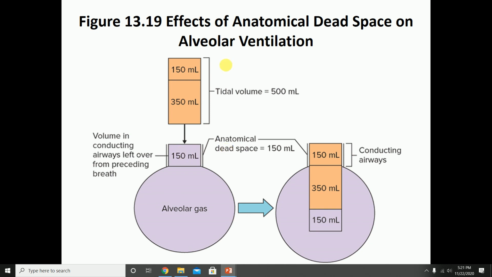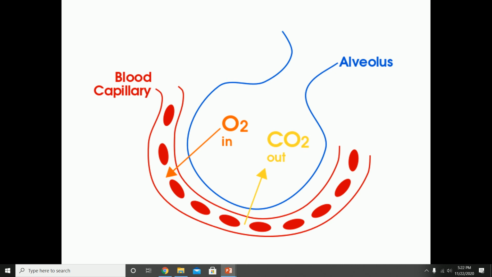Now come the next breath, the next tidal volume coming in. Now we'll push that 150 back in, plus the 350, so now we have a total of 500 in the alveoli available for gas exchange, while the remaining 150 of that second breath, again, remains stuck in the conducting pathways, and those would be considered the anatomical dead space, which is a normal finding. So the anatomical dead space of 150 milliliters is the normal range. And this ends this part.